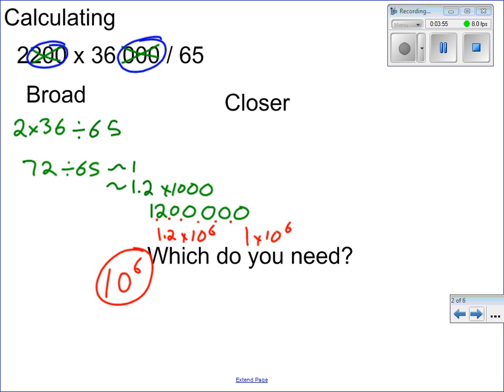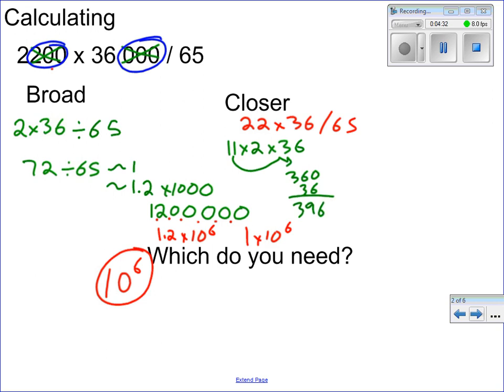If you wanted to go a little closer, some of the things you could do is, instead of saying 2,000, you could say 22 times 36 divided by 65. In this case, you only do this if you need the calculation to be closer, or if you're quick with the math. 22 is 11 times 2. That's how I would do this. So 11 times 36 is 360 plus 36, which is 396. So I would work from there.